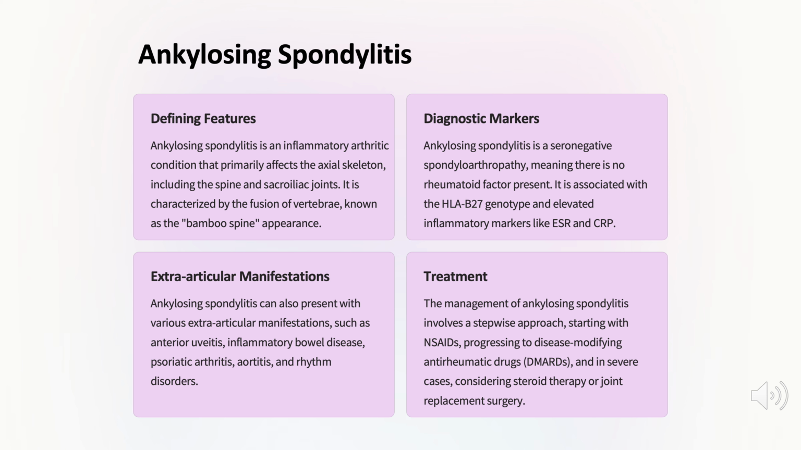In addition to joint involvement, ankylosing spondylitis can manifest with various extra-articular symptoms, including anterior uveitis, inflammatory bowel disease, psoriatic arthritis, aortitis, and rhythm disorders. The management of ankylosing spondylitis typically follows a stepwise approach. Initially, NSAIDs are used to alleviate symptoms and reduce inflammation. If NSAIDs are insufficient, disease-modifying antirheumatic drugs, DMARDs, may be prescribed. In severe cases, steroid therapy or joint replacement surgery may be considered to manage symptoms and improve quality of life.